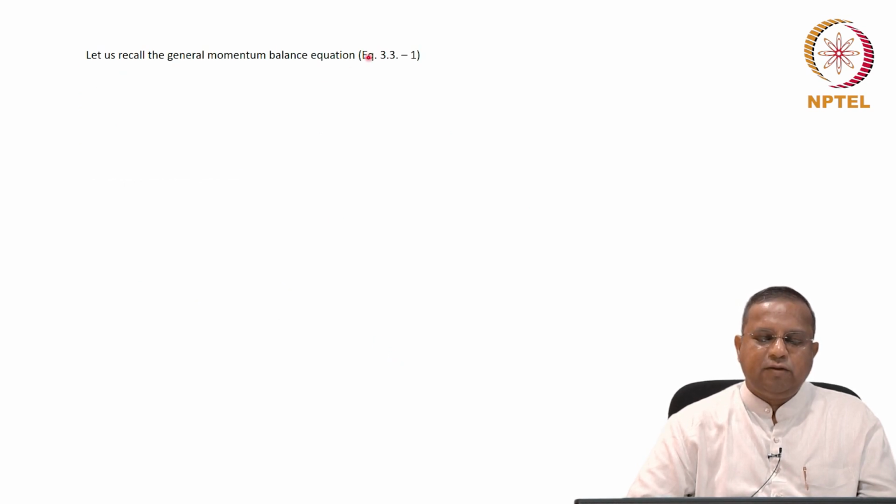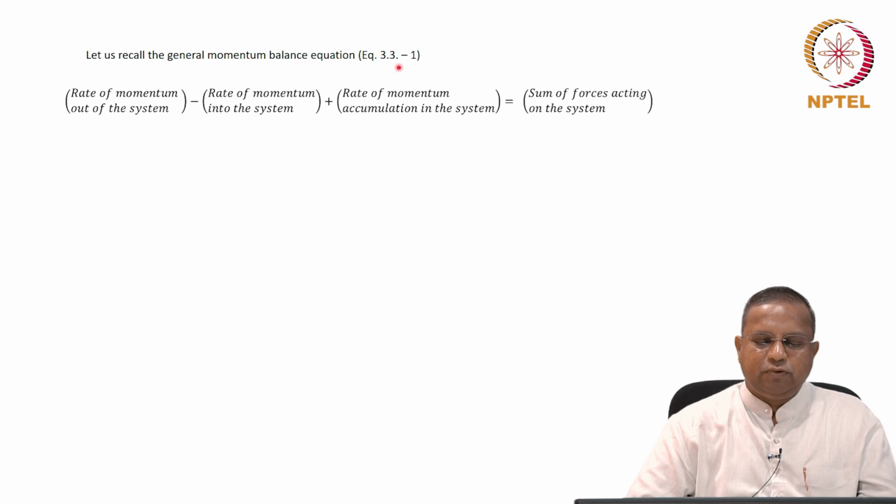Now, the general momentum balance equation was what? 3.3.1: rate of momentum out of the system minus rate of momentum into the system plus rate of momentum accumulation in the system equals the sum of forces acting on the system. This we took together first for the convective component and then the molecular component.